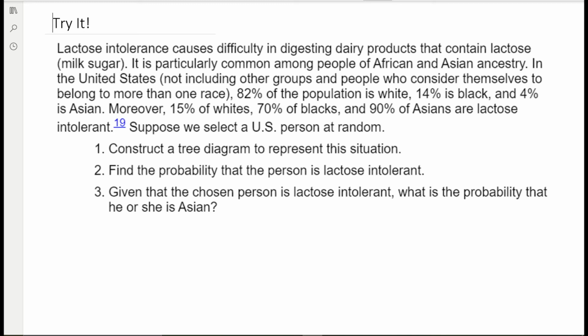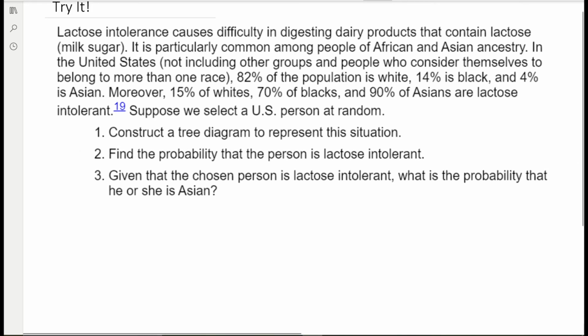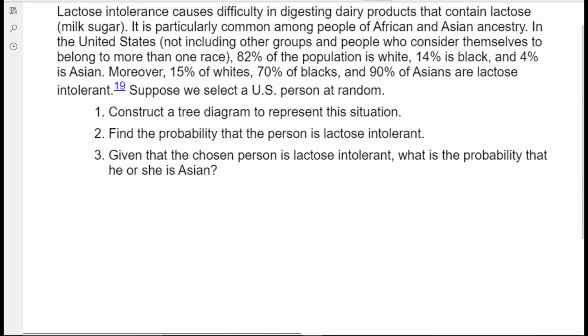Suppose we select a US person at random. So it seems like the minority seems to be very high on the lactose intolerant spectrum here. So that's an observation. So let's construct a tree diagram to represent this situation.